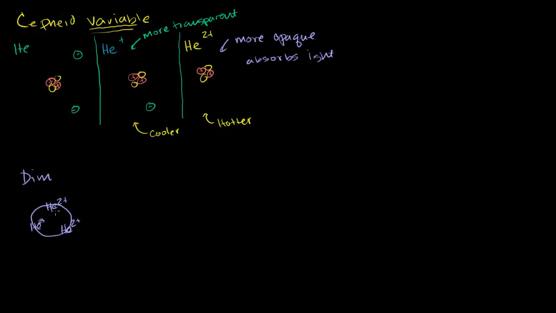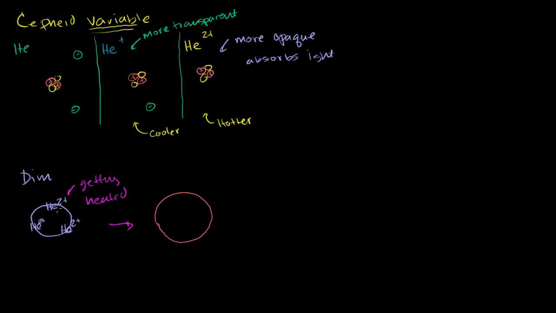Now, because this doubly ionized helium is opaque, it is absorbing the light. It is getting heated. And because it's getting heated, it'll cause the star to expand. Because it's getting heated, it'll become more energetic, and the star will actually expand.